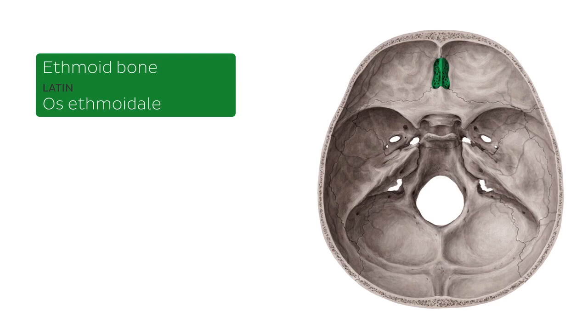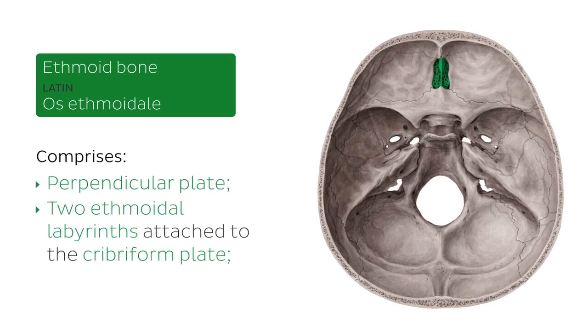Now, just for an overview here, the ethmoid bone contributes to the formation of different structures on the skull, including the orbit, the nasal cavity, the nasal septum, and the floor of the anterior cranial fossa. It comprises the perpendicular plate, two ethmoidal labyrinths attached to the cribriform plate, and an orbital part.